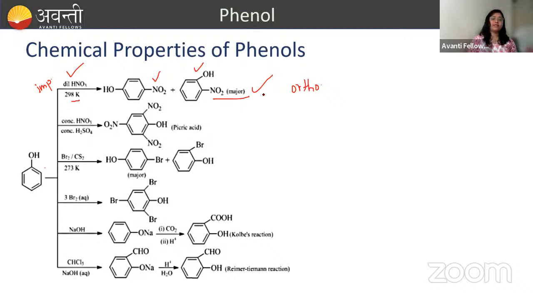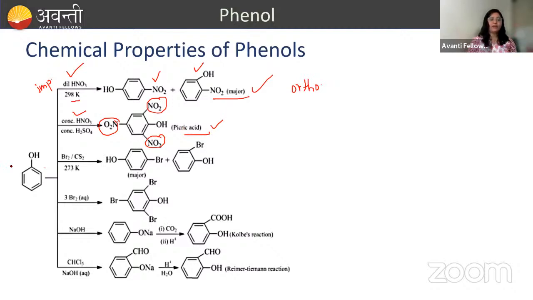Suppose we have a nitrating mixture, that is concentrated HNO3 and concentrated H2SO4. So the reaction never stops at the ortho position. All three NO2 groups get attached to the given phenol. And this is a very, very important reaction because here picric acid is formed, which is a very strong acid.